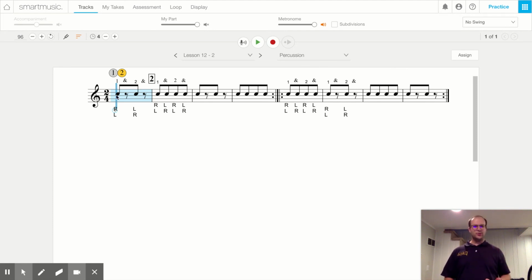We've already read through the rhythm, and we've played it a little bit too, so you can hear what it sounds like. I'm going to bump our speed down here to probably 85 for this one. And here we go, percussion. We're going to play the whole thing, lesson 12, number 2. The first half, played 2 times because of the repeat sign, and the second half, played twice because of the repeat sign.